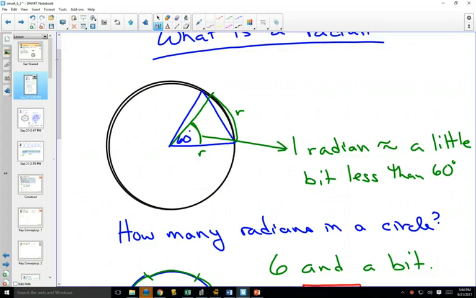It's a decimal that goes on forever, but approximately, if I round to 1 decimal place, it is 57.3 degrees. That's a little bit more exact than a little bit less than 60. Ooh, neat.